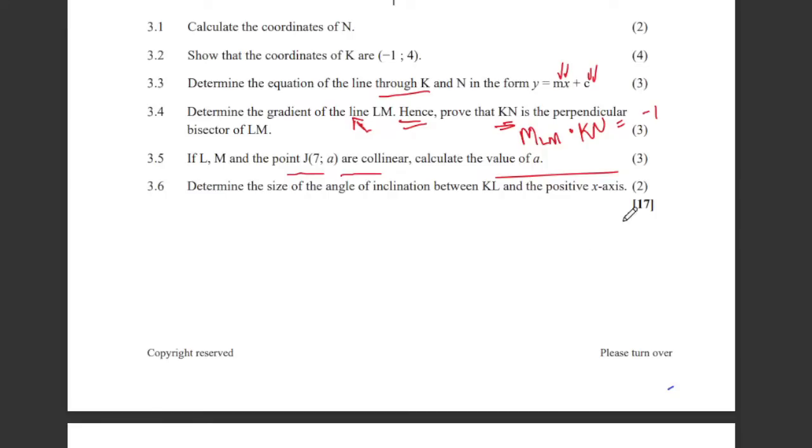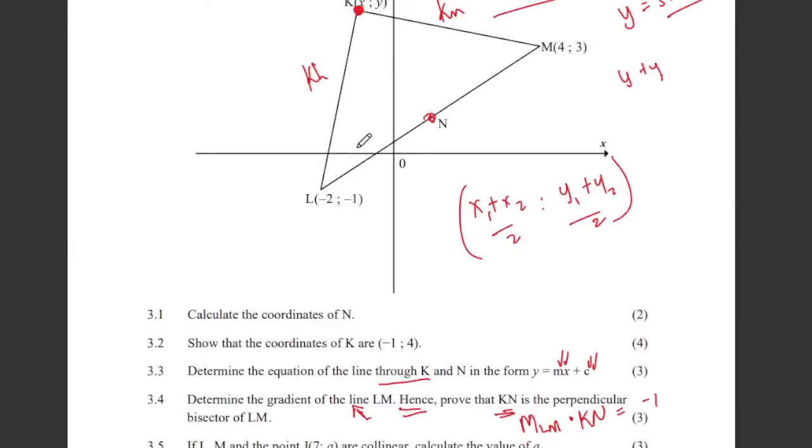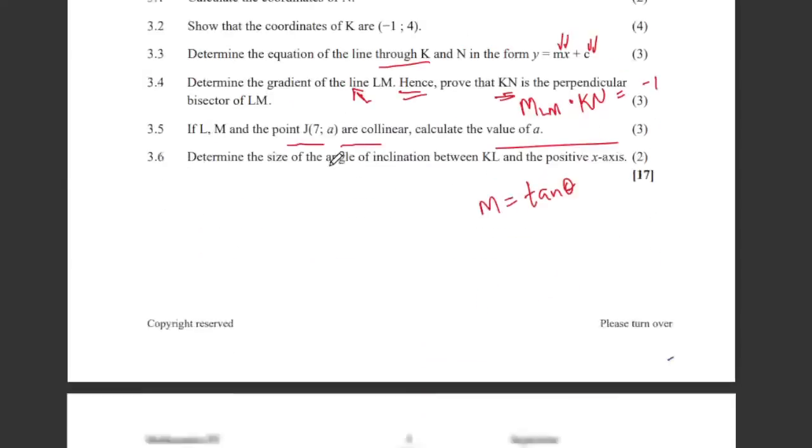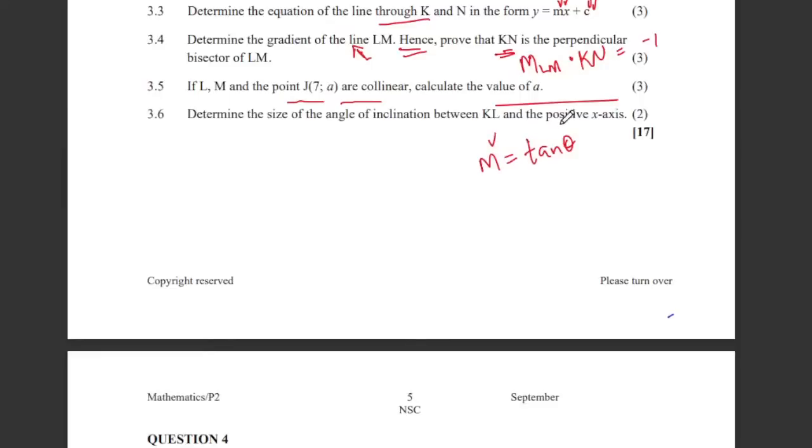So when we have angles of inclination, we have m is equal to tan theta. Okay, if theta is our angle of inclination between the x-axis and that line. Okay, we normally prefer using the positive x-axis. So this angle is what they want. Remember, for you to get that angle, you need to know the gradient. So we can say theta will be the arctan of the gradient of that line.